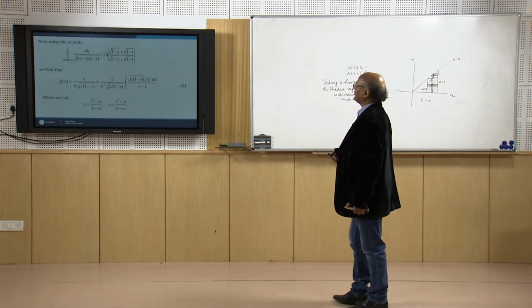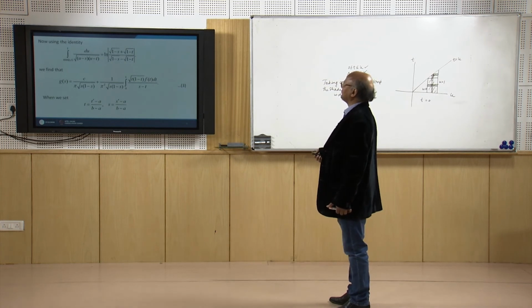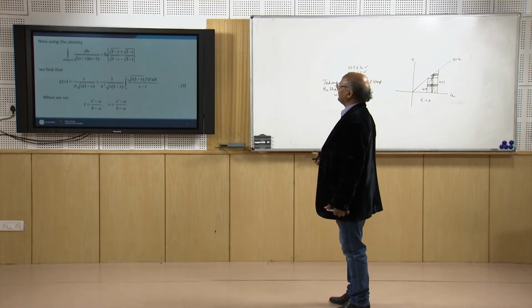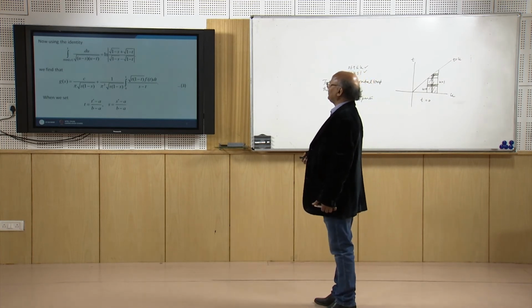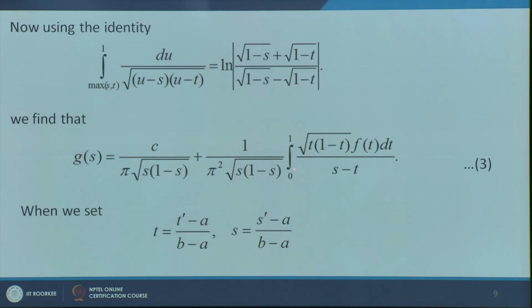And then let us use the identity which we had proved earlier: the integral from maximum of s, t to 1, du upon square root of u minus s into u minus t, equal to this. We find that g(s) comes out to be c upon pi root s into 1 minus s, minus 1 by pi square into square root s into 1 minus s, integral 0 to 1 square root t into 1 minus t f(t) dt over s minus t.